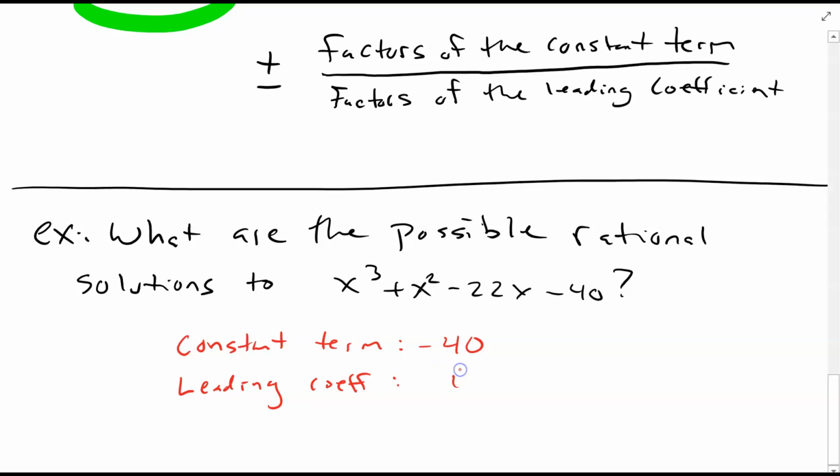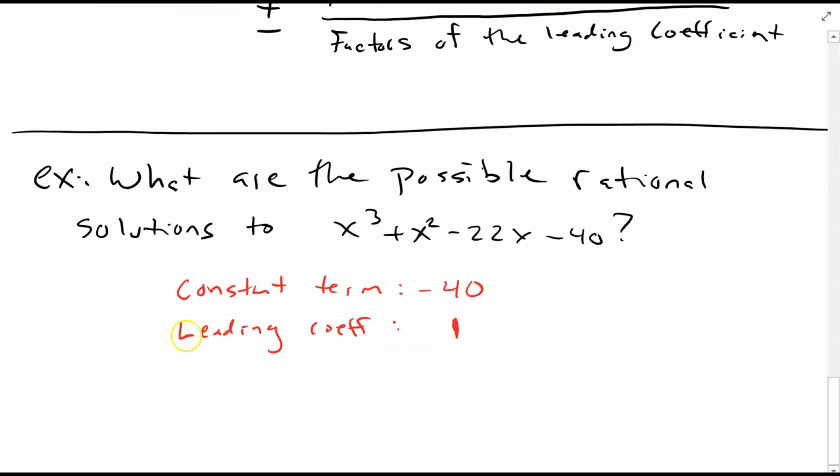It's just 1. Good. Okay. Now that I have these, I need to list the factors of 40. It doesn't matter the negative sign. So what are the factors of 40? Factors of 40 are anything that divides 40. So what's a number that divides 40?